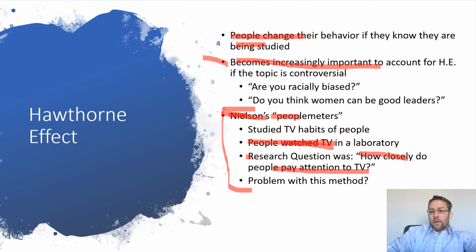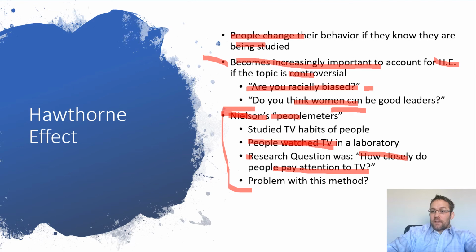All right, let's go back to here. The Hawthorne effect becomes important when the topic is controversial. So let's say a researcher sits you down and asks you questions like, are you racially biased? Do you think women can be good leaders? This becomes difficult because people want to give good responses. They don't want to say, yeah, you know what, I have some prejudice. I used to have a woman who was a boss and she wasn't a good leader. Nobody's going to answer like that to a researcher, right?